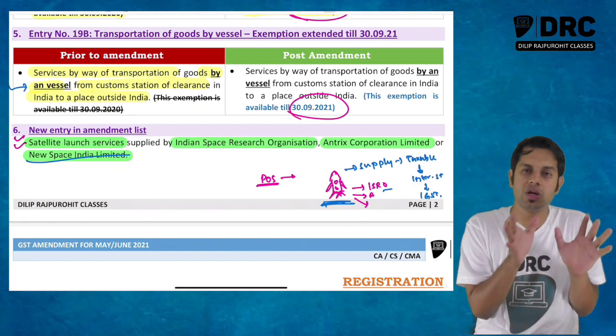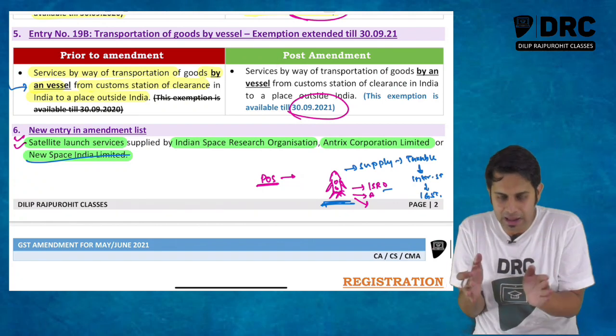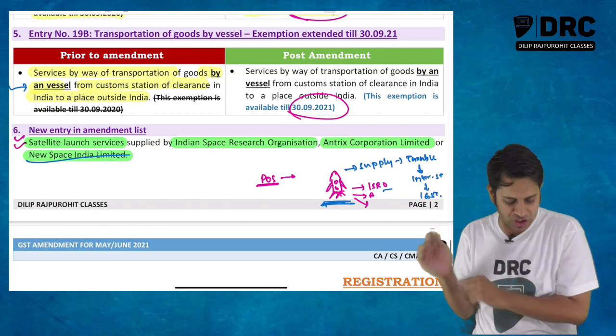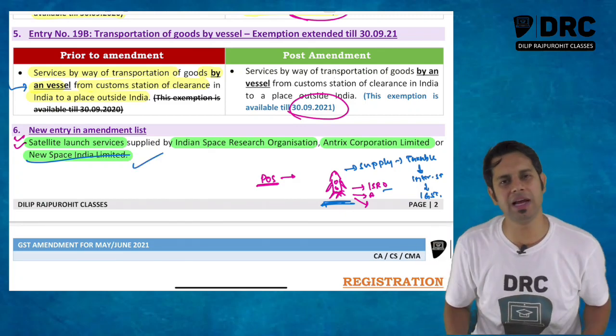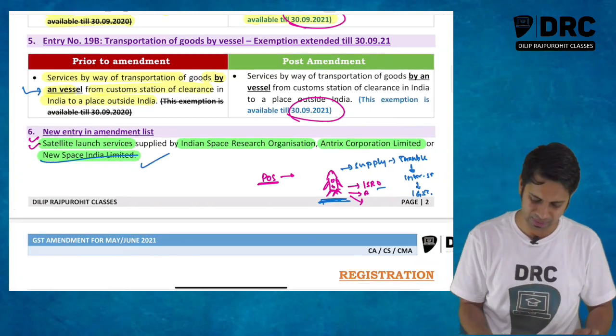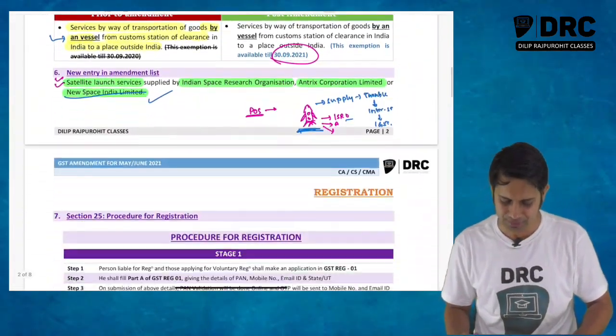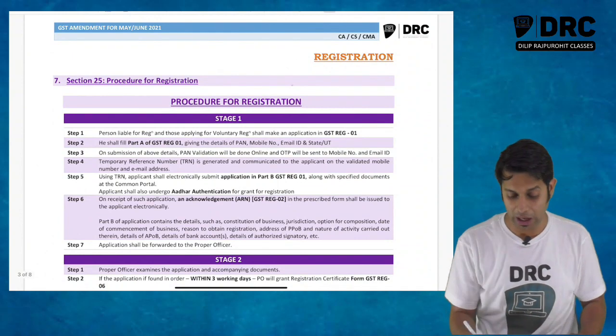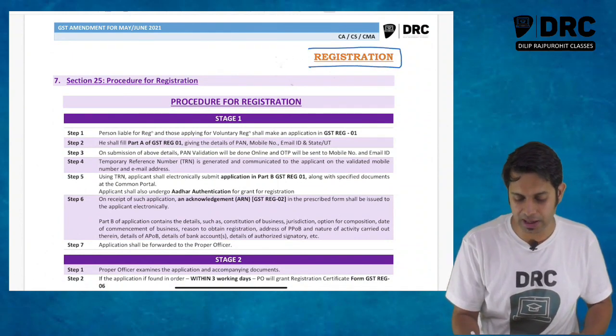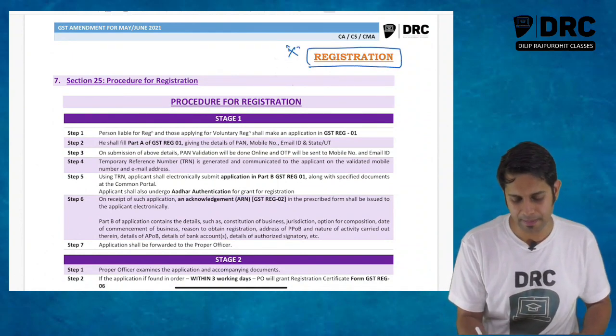So satellite launch services given by whom? ISRO or Antriksh Corporation Limited or New Space India Limited has now been exempted. These are the only 3 points which are there in the exemption chapter. Not a major amendment.